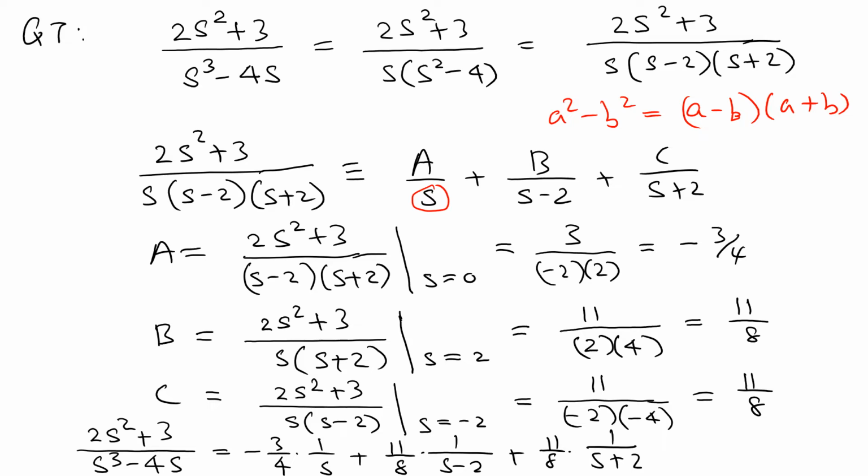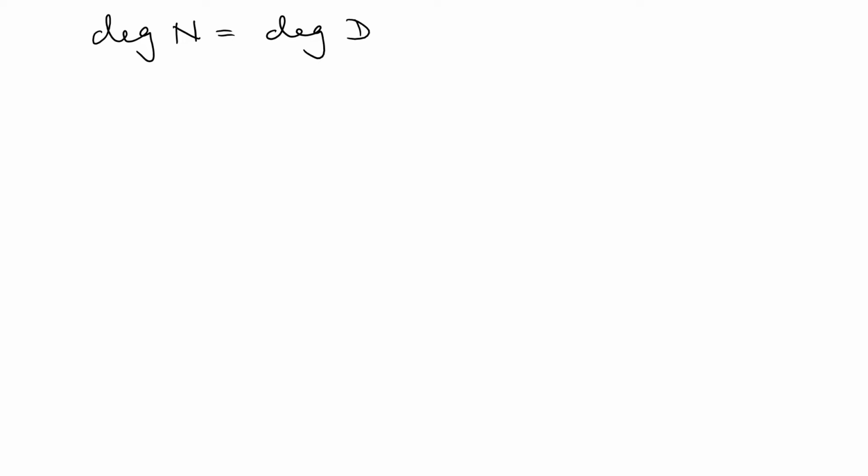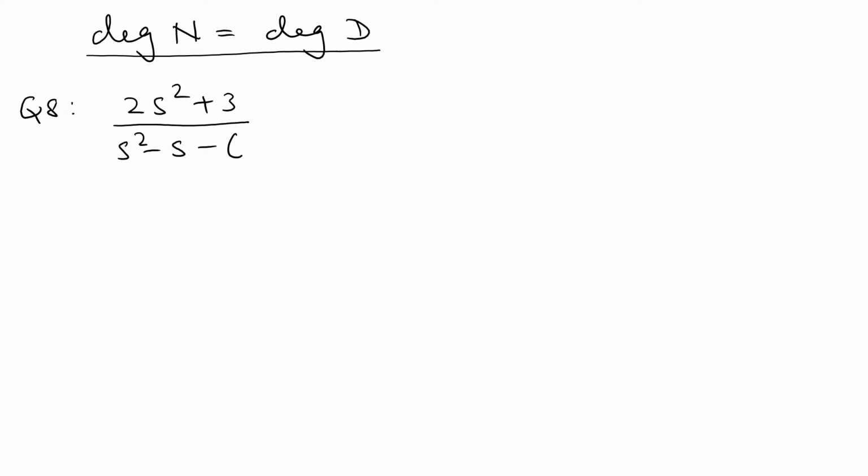Okay, so let's look at the other case. Let's see what happens if the degree of the numerator and denominator are the same. So the degree of the numerator equals the degree of the denominator. Let's look at this problem. Let's say we have 2s squared plus 3 divided by, let's say, s squared minus s minus 6. You notice that these two have the same degree.